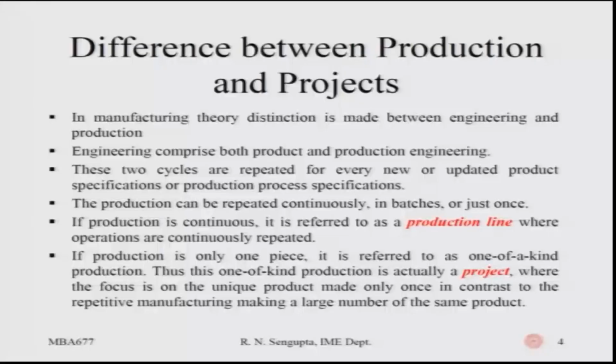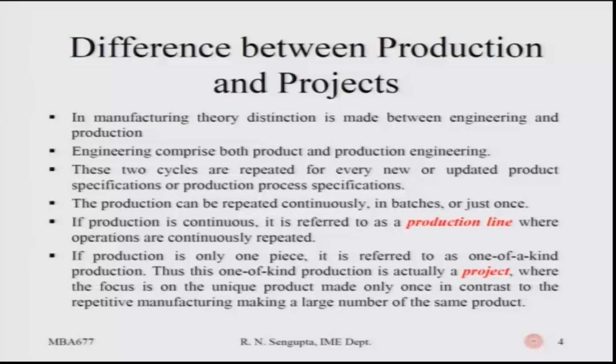If production is only one piece, it is referred to as one of a kind production. Thus, one of a kind production, which is done only once, as I mentioned a few seconds back, is basically a project where the focus is on the unique product design which has been made and the unique production concept which will be used in order to implement that.